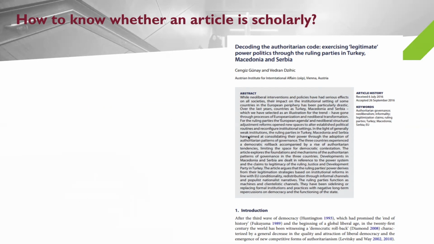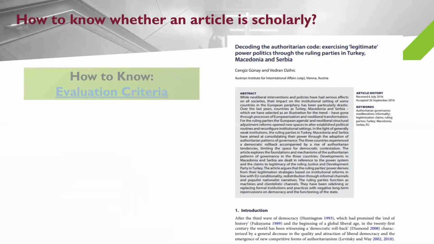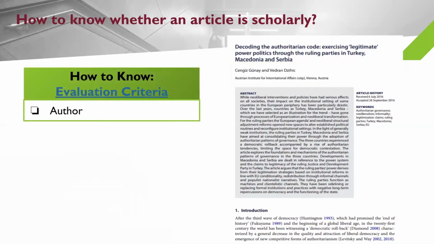There are ways to assess whether an article is scholarly. Let's take a look. Authors. Scholarly articles will include information about the authors and their university or research institute's affiliation. Audience. Who is the article written for? Is the article written for a general public or for someone with specialized knowledge? Scholarly articles have a subject-specific rather than general audience in mind.